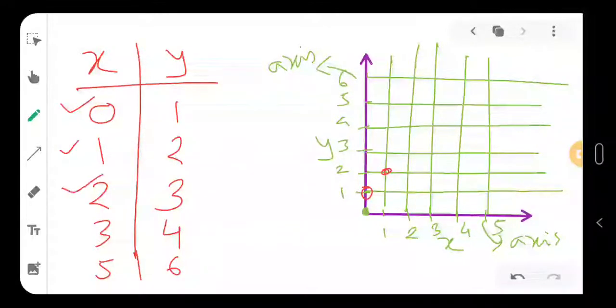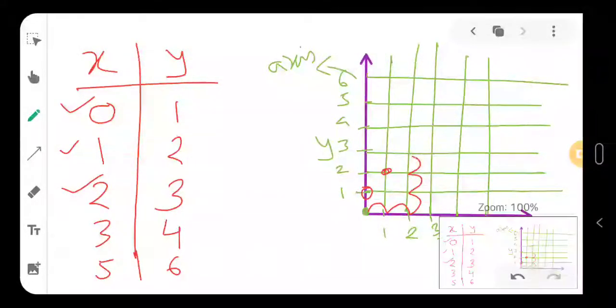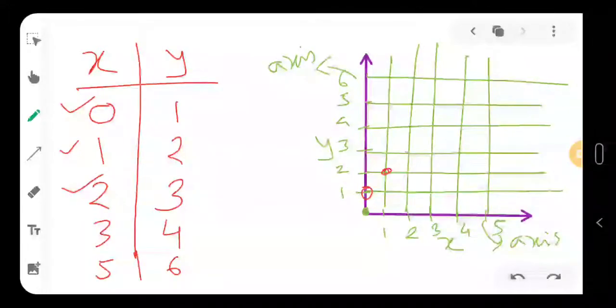Then we have 2 and 3. So x 2 step and y 3 step, 1 2 3. So this is my required point. Similarly 3, 4. So 1 2 3 and then 1 2 3 4. So that will be again my point. 5 and 6. So again this is my 5 one. So 1 2 3 4 5 and then 1 2 3 4 5 6. So that is my point.